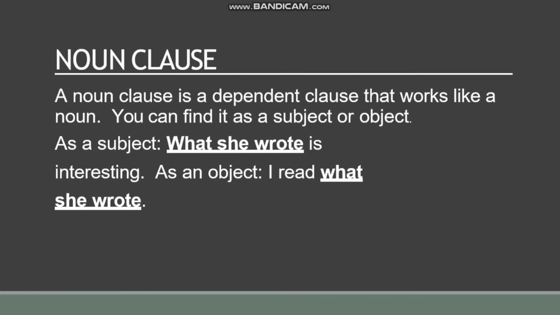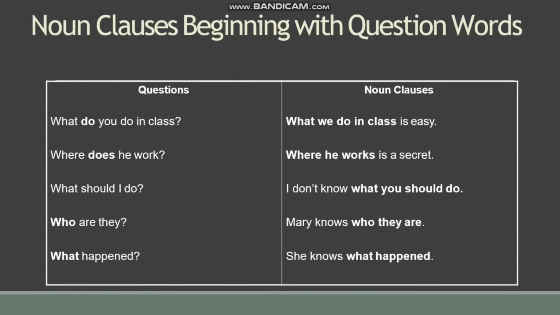So now the noun clause. A noun clause is a dependent clause that works like a noun. You can find it as a subject or an object. As a subject: "What she wrote." And "I read what she wrote." Here "what she wrote" is found as an object. So a noun clause is a noun in the sentence, as an object or as a subject. Another noun clause is "what you do in the class." "What we do in class is easy." So these are noun clauses beginning with a question word. It can also begin with a question.